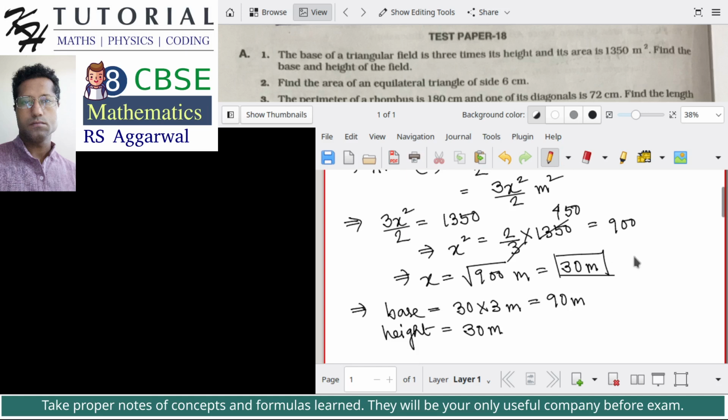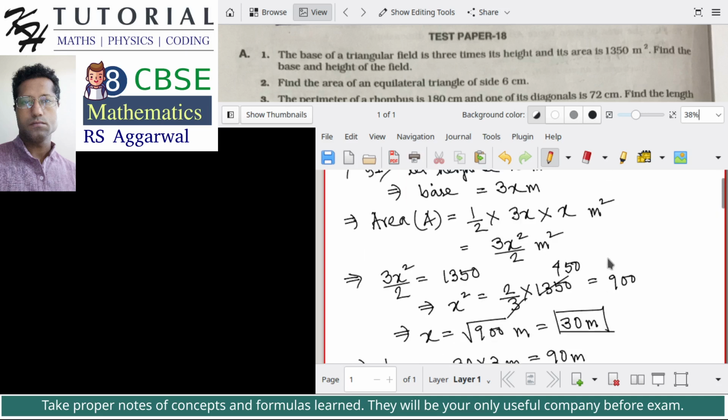Let me quickly check if the calculation is correct or not. I am prone to make calculation mistakes. Let me quickly check the answer. Base is 90 meter and height is 30 meter. Okay. So this was a pretty straightforward question.